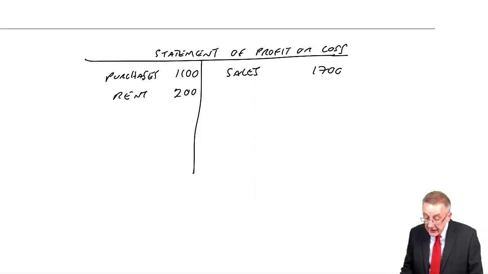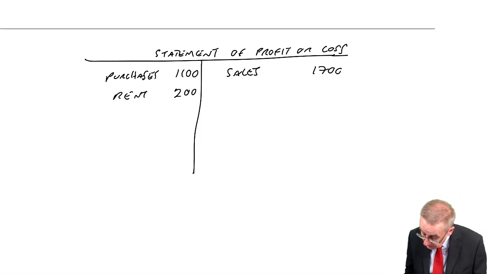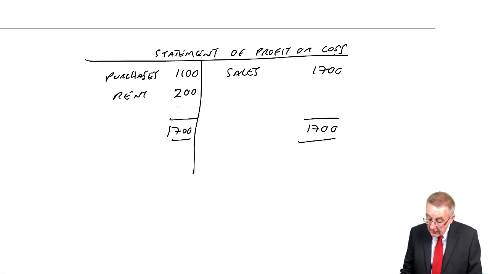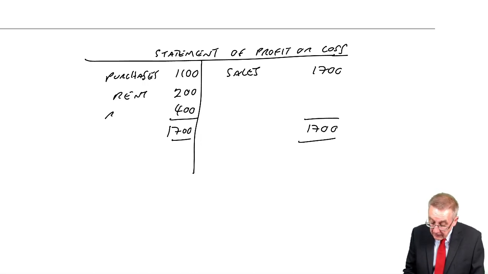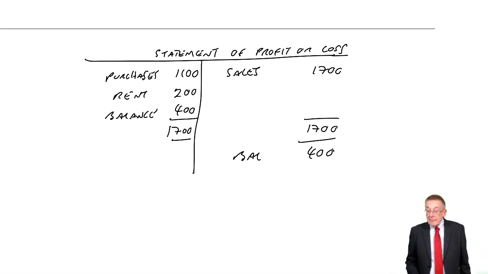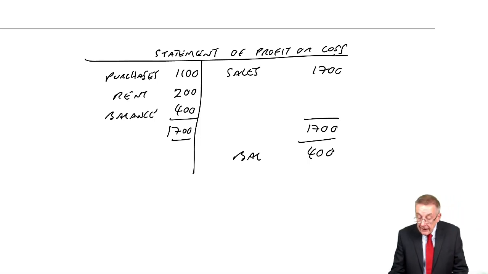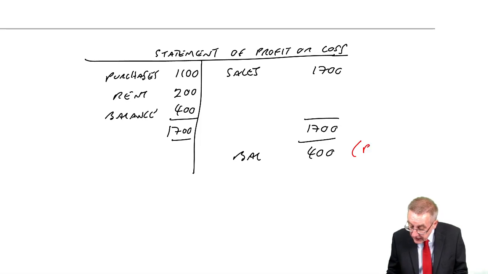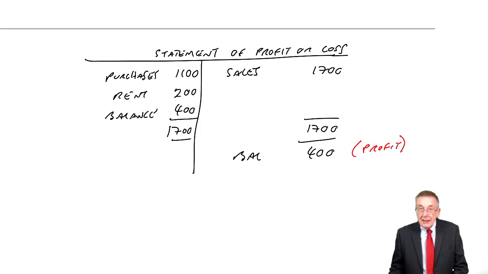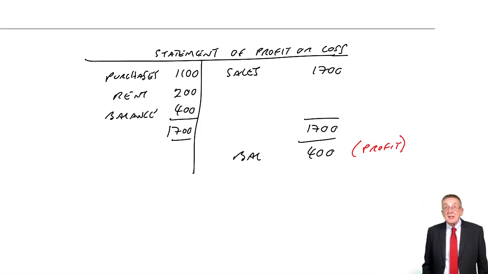Statement of profit or loss, there are 3 figures. I'd better take a balance. What is the balance? The missing figure is 400, the balance. And of course, what is that 400? Surely that's the profit for the year. It's a credit balance because it's owed to the owner.